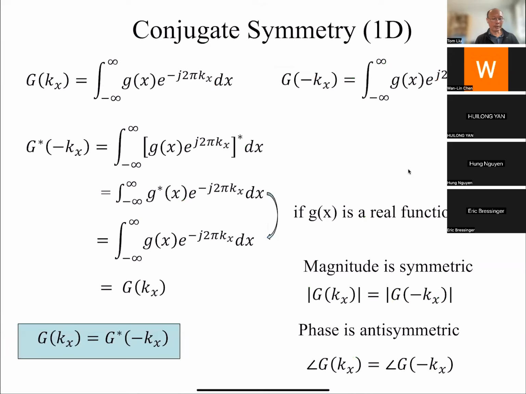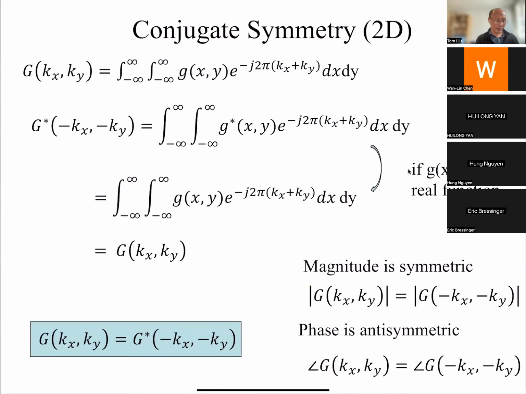Let's talk a little bit about conjugate symmetry. This will be the last thing we'll talk about. It turns out that the Fourier transform has this interesting conjugate symmetry, which is if I know the values of g of kx, then I also know something about the values at minus kx, okay? And similarly in 2D, if I know the values at kx and ky, I also know what the values are at minus kx and minus ky, okay? They just turn out to be the complex conjugate of each other.